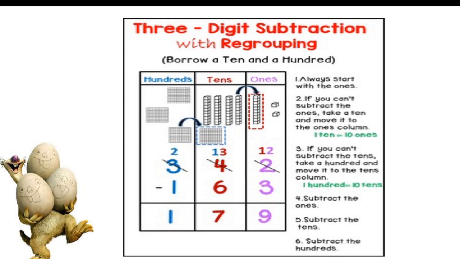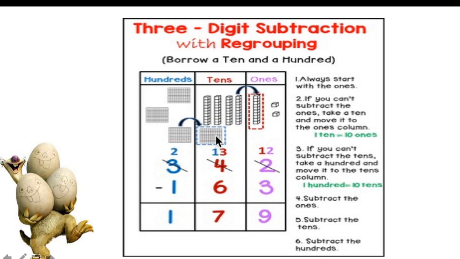You cannot have 3 and then take 6 from 3 away. So I will go and borrow 100 from next door, from hundreds. So I will go to hundreds. Hi, can I have one group of hundreds, please? And they will say, sure, take it.